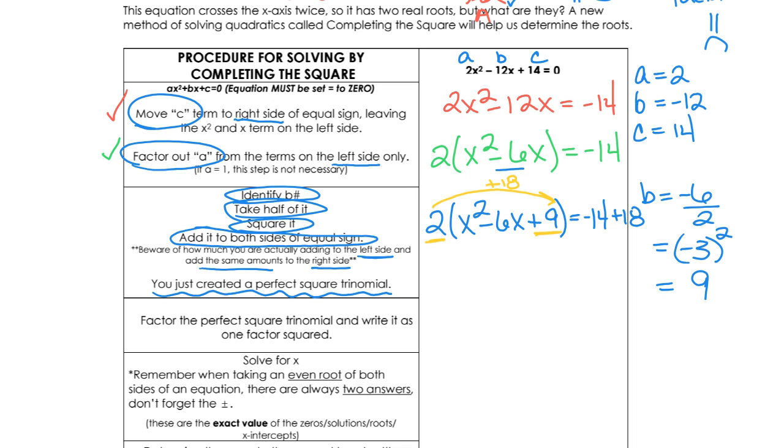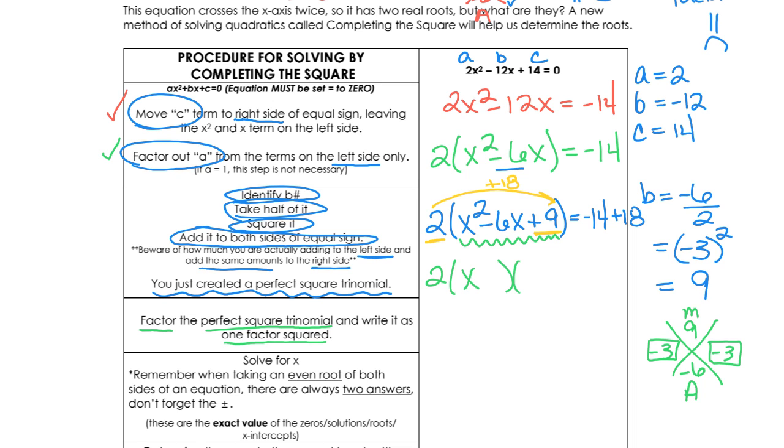All right. So now they're going to tell us to factor the perfect square trinomial and write it as one factor squared. Right in here is what they call a perfect square trinomial. It looks like an easy trinomial, but it's actually a perfect square trinomial. The reason is if we do our x box and say multiply to 9 and add to -6, you're going to find the numbers are exactly the same. They're both -3s. So we can factor our easy trinomial into x minus 3 and x minus 3.